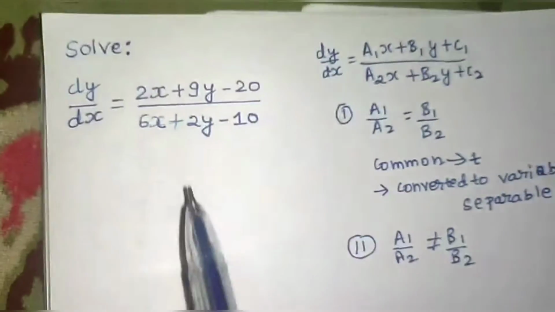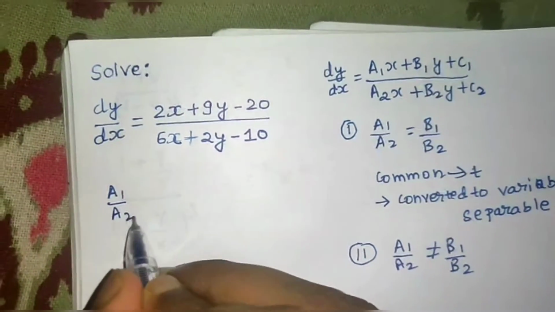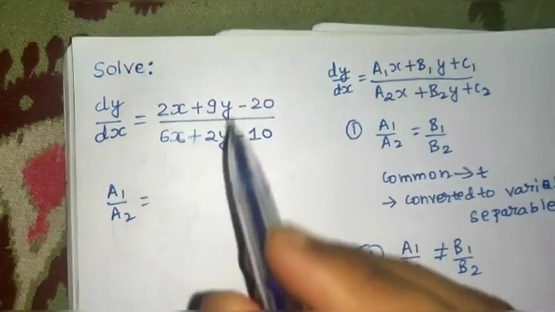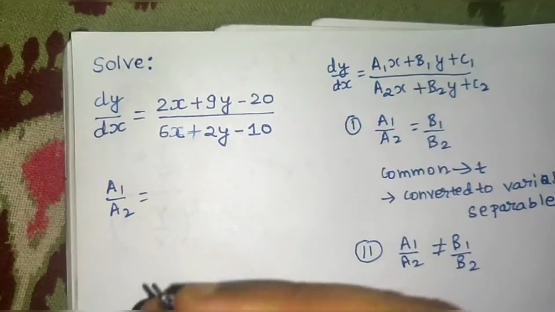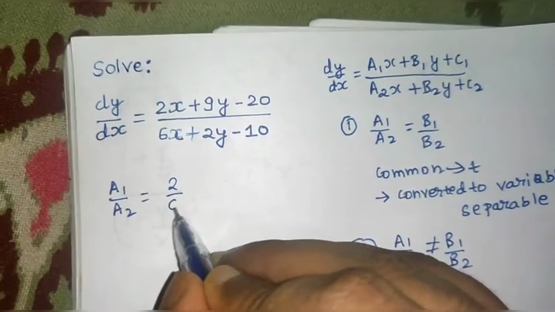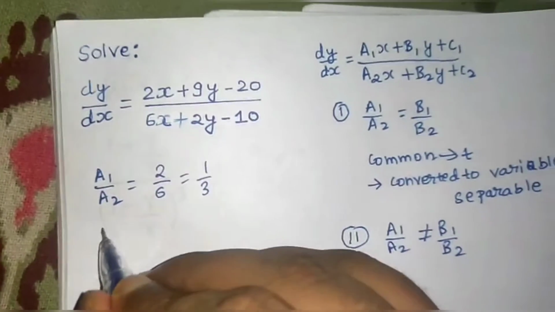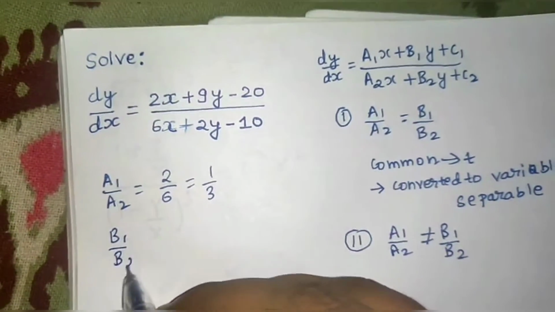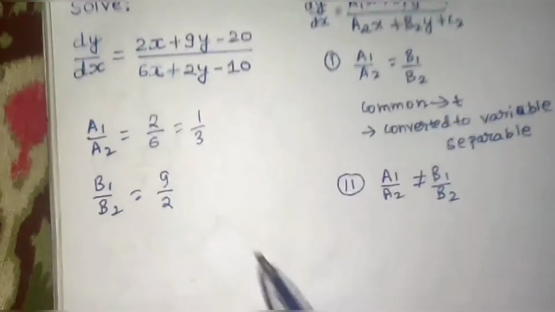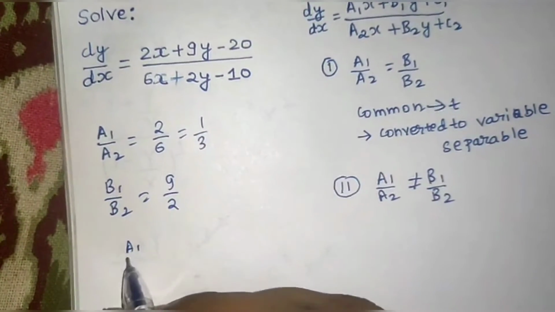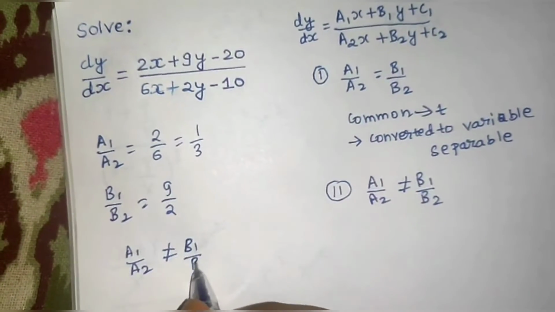As you can see, in our given question, if you find the value of a1 by a2, it is basically the coefficient of x in numerator divided by coefficient of x in denominator. So that is coming out to be 2 by 6, which is 1 by 3. If you find the value of b1 by b2 here, it will be 9 by 2. It can't be simplified further. So as you can see, a1 by a2 is not equal to b1 by b2.